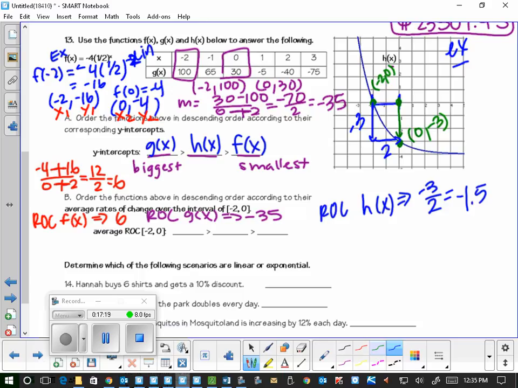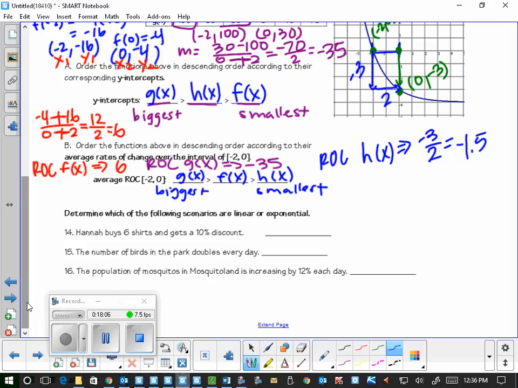Okay, so I just kind of did those with you, but I want you right now to fill in the rate of change and put them in order from greatest to smallest, okay? So do that now. All right, check your answers. G of x, even though g of x had a negative rate of change, it was decreasing at a faster rate than f of x or h of x, okay? F of x then had the next one, and then h of x has the smallest rate of change. Okay, it wasn't changing as fast as the other ones.